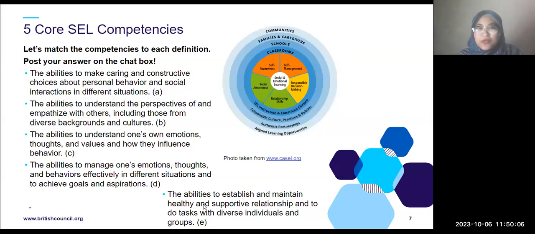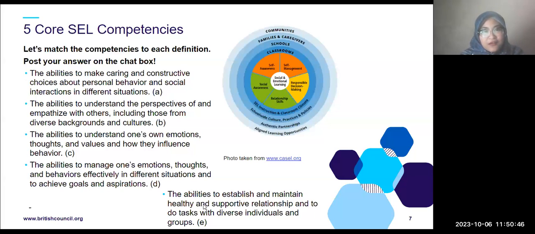What about B, everyone? You understand the perspective of and empathize with others from diverse backgrounds and cultures. Let's move on to B now. Some of you say that B is social awareness. Yeah, B is social awareness. Okay, nice. So A is about decision-making. I love to see your opinions anyway.